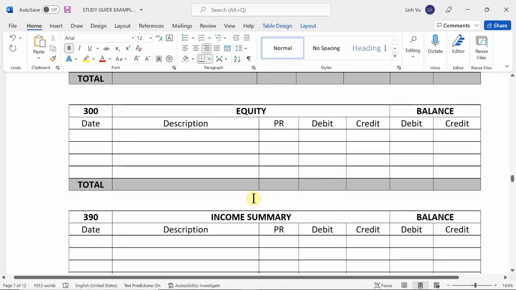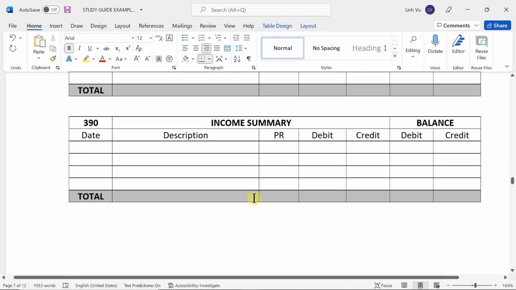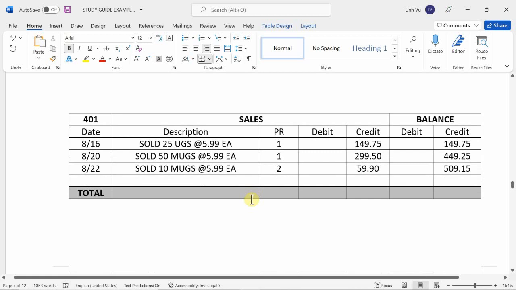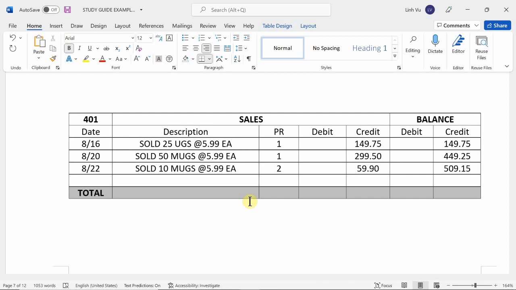After that is equity. I don't have equity because I never had an original investment to begin with. Income summary. I haven't closed out my accounts yet. Sales. I got a grand total of 509.15.